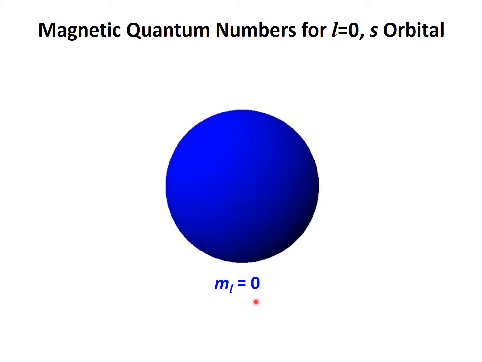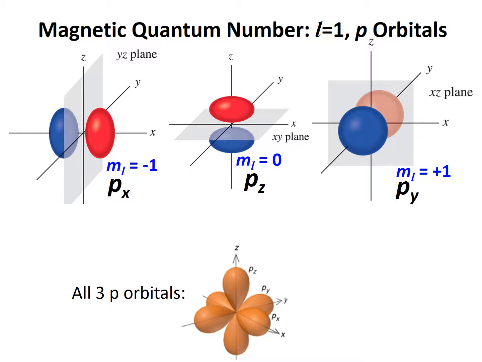Again suggesting that there can only be one s orbital. Now let's take a look at the case of the magnetic quantum number for when L equals 1, in other words, the p orbitals. When L equals 1, then the magnetic quantum number, ML, can have three possibilities. ML can equal -1, 0, or +1.